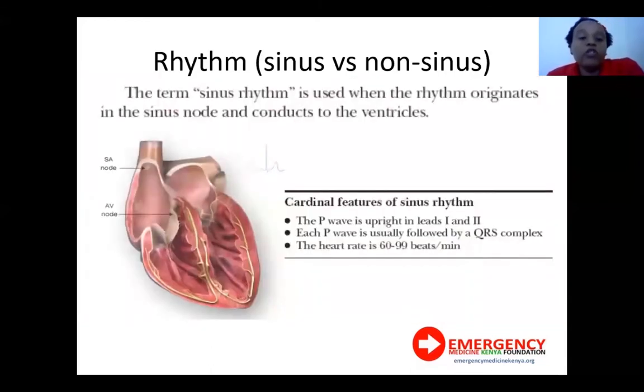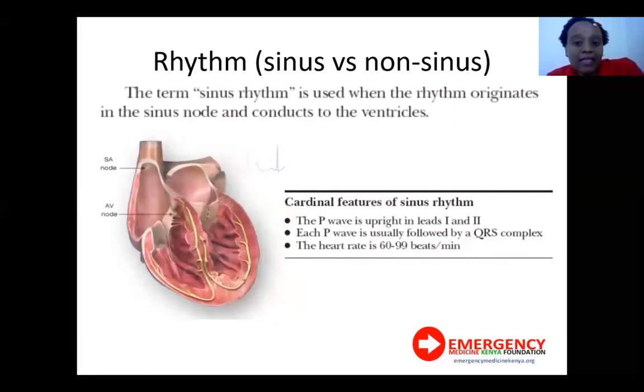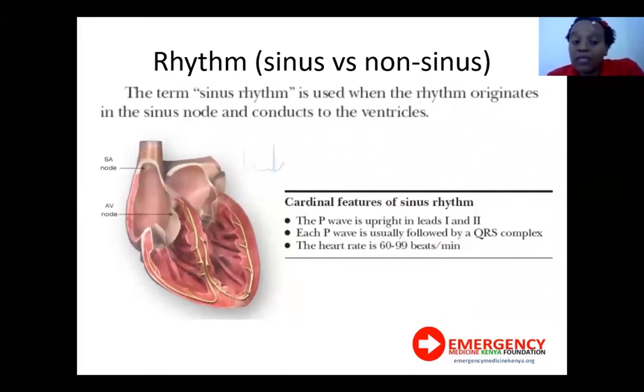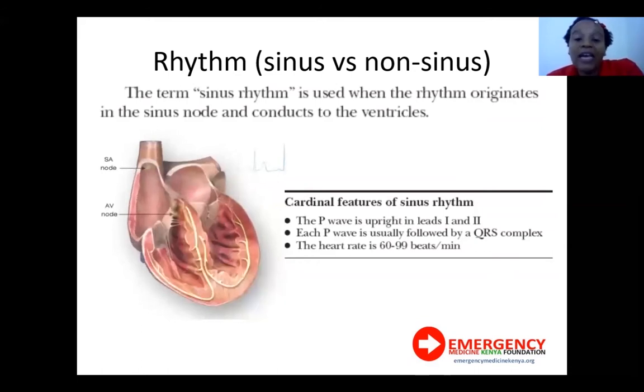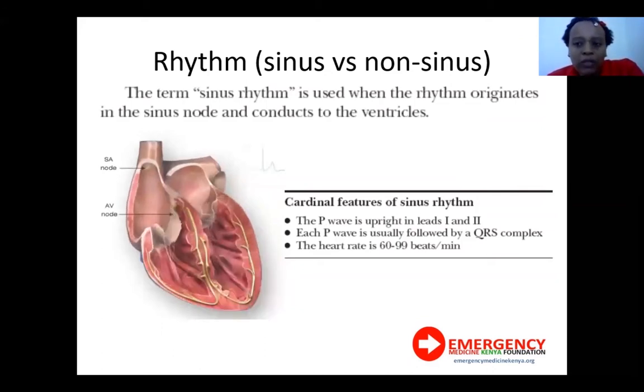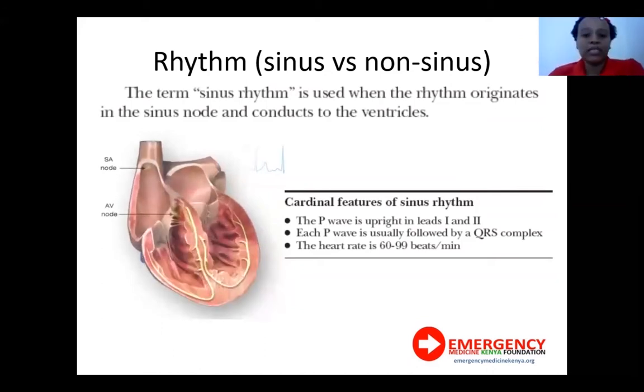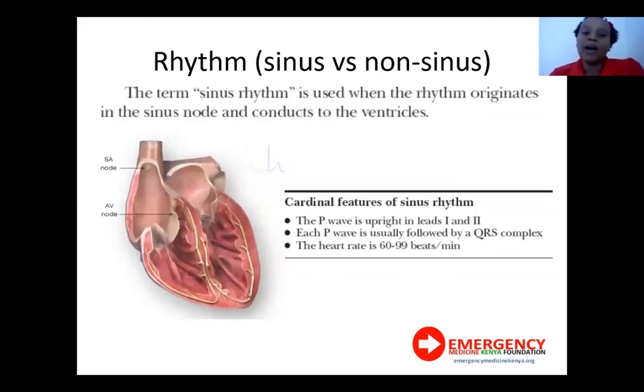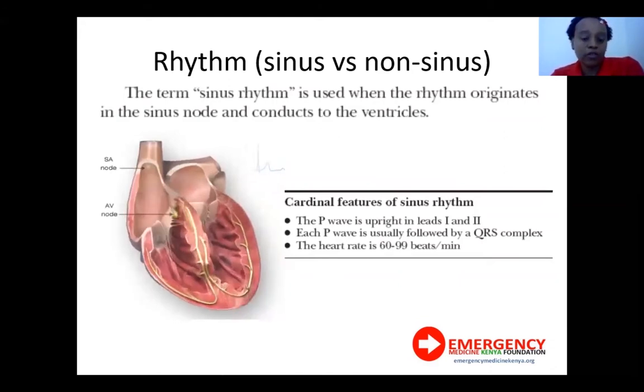As we said, we want to look at whether our rhythm is sinus or non-sinus. Remember, it is sinus when the electrical conduction is from the SA node. It has to come from the SA node. If it does not come from the SA node, then we say this is a non-sinus rhythm, so that you will know that it has come from, for example, the AV node. Now, we know that our normal heart rate is usually 60 to 100 beats per minute. That's the normal heart rate of a patient.